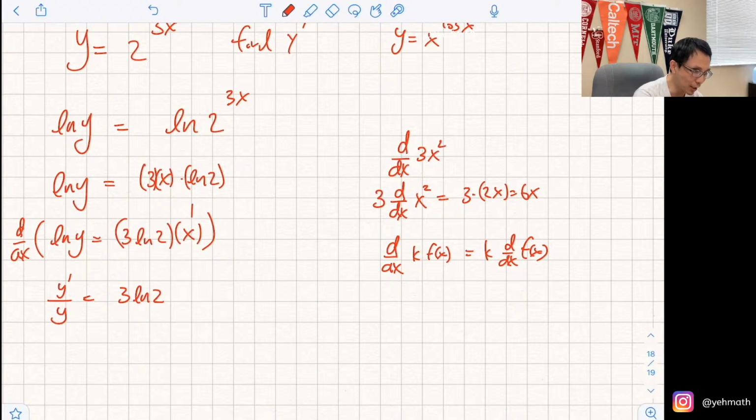Now, you just take the derivative of x, which is 1, so y prime equals 3 ln of 2 times 2 to the 3x. And that's your final answer.